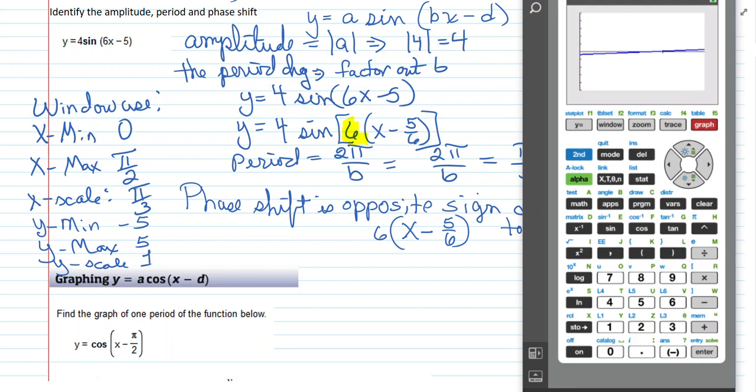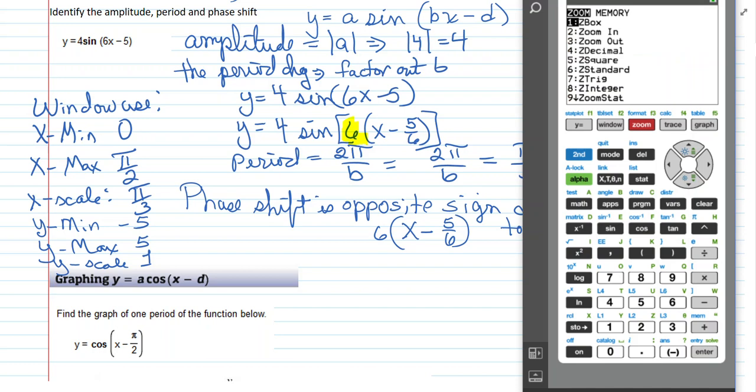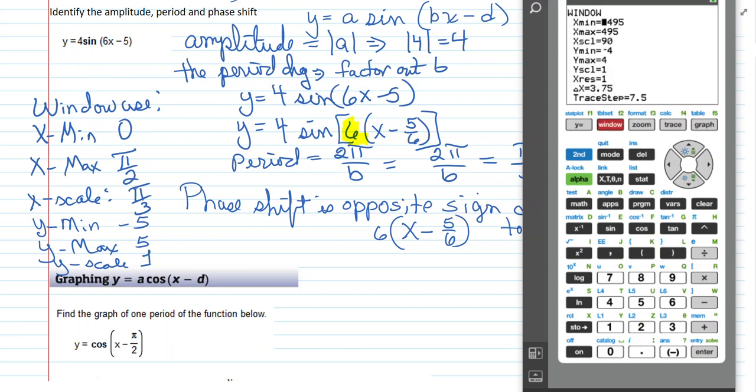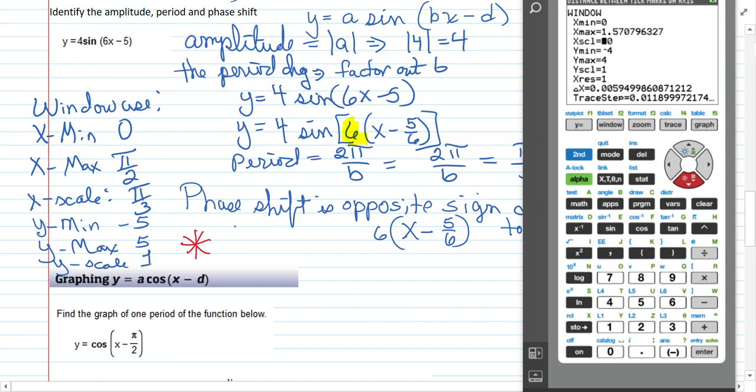Oh, wait. Did I enter 4? 4, sine. Oh, I better do trig. Hold on. Let me do trig. Let's do trig, number 7. And now change the window. Sorry about that. So now we're going to do 0, pi halves, and we're going to do our scale is, oh, you know what's wrong? Oh my God. Back up. Oh my gosh. Why didn't that go right?